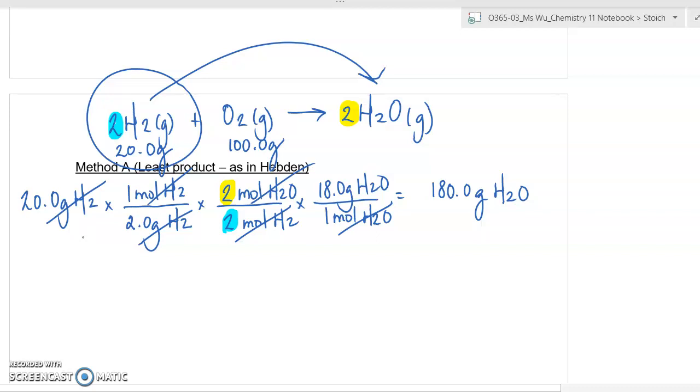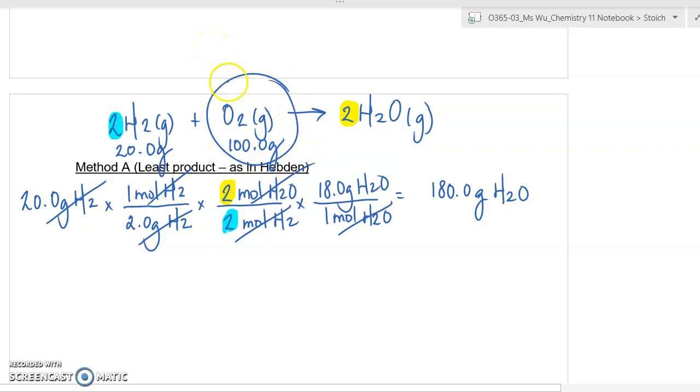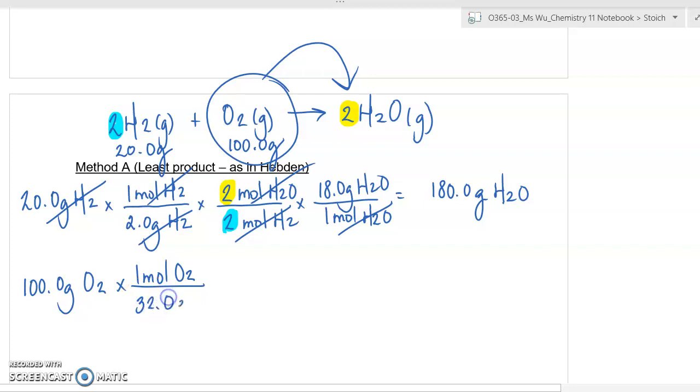I'm not sure if that's going to happen, but that's how much water we would produce if we are using up all the hydrogen. Let's do the second calculation. If we are using up all of the oxygen, the other ingredient, how much of the water can we make? So starting with the 100 grams of oxygen that was given. Again, let's convert that to moles. Molar mass of oxygen. Each oxygen is 16, so O2, that would be 32 grams, being the molar mass of oxygen.